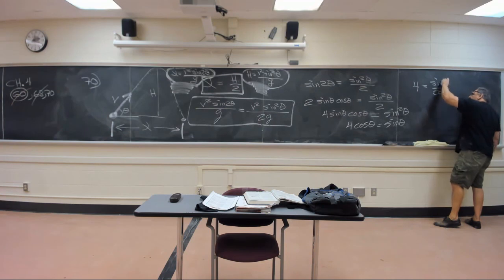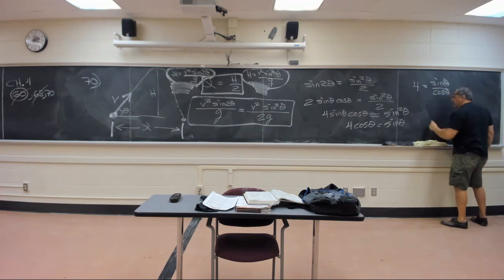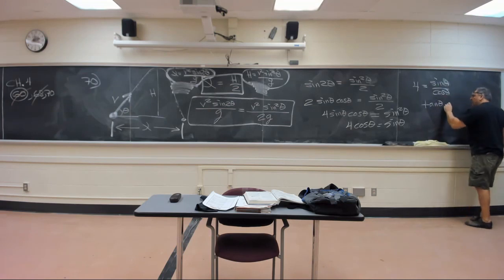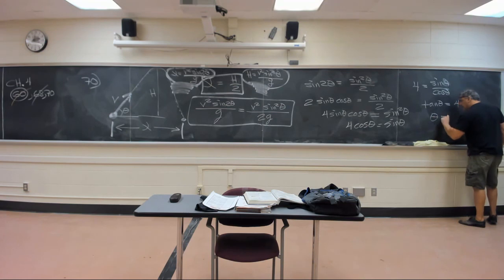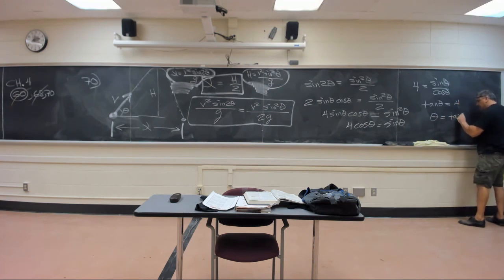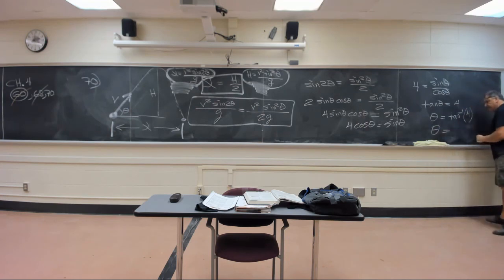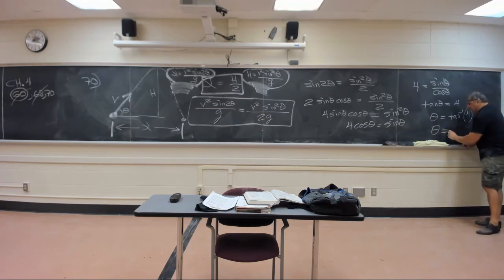What is the sine of theta divided by the cosine of theta? It's the tangent of theta. Sine of theta divided by cosine of theta is the tangent of theta. Theta is going to equal the inverse tangent of 4 over 1. Yeah, it's got to be a big number, guys.